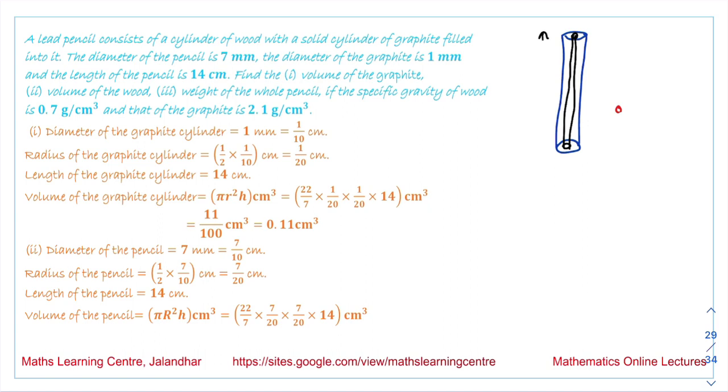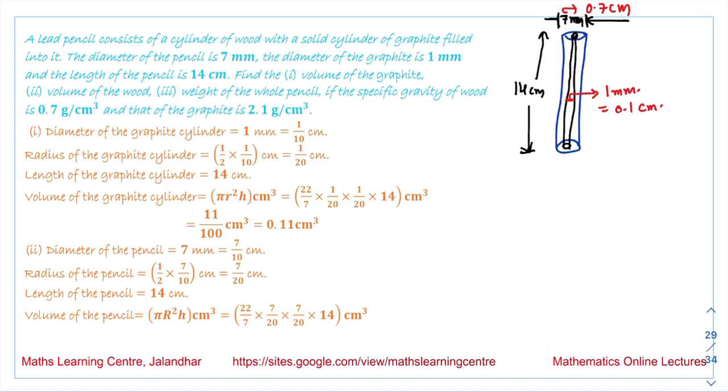So the length of this pencil is given to be 14 centimeter. The diameter of the pencil means we are talking about this much portion, it is 7 millimeter. And the diameter of the graphite, we are talking about this portion over here, this is 1 millimeter, so that is equal to 0.1 centimeter, and this portion is 0.7 centimeter.